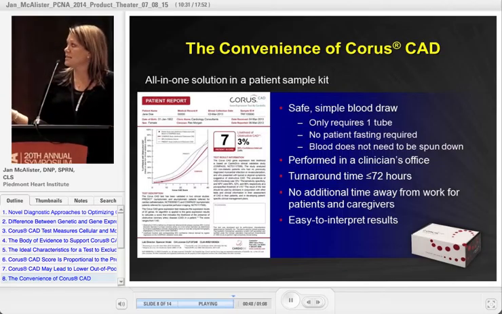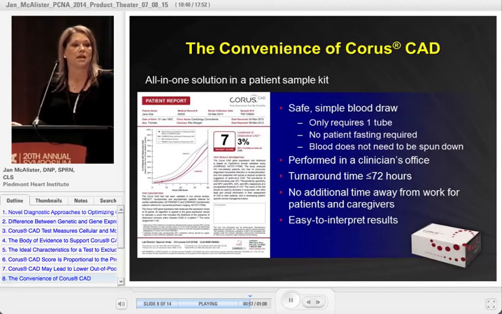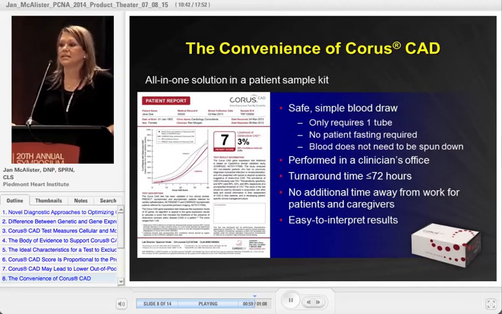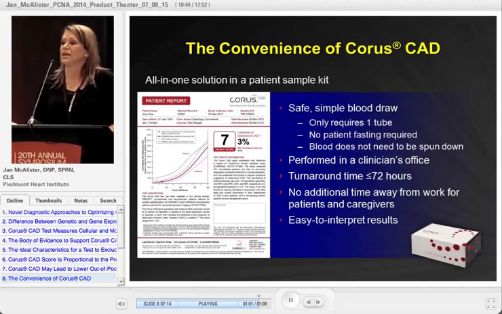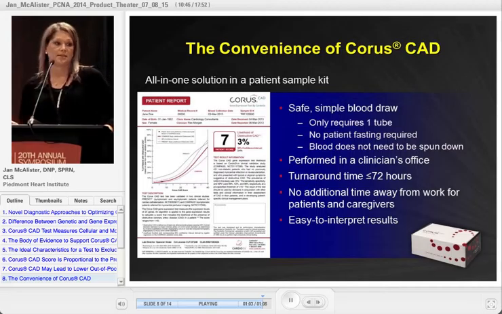This is what the sheet looks like for the patient results when they come back. That's your score right there in the big red box. And then it gives you the percentile for likelihood of obstructive disease. How simple is that?